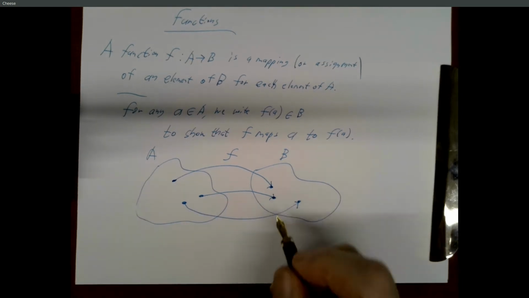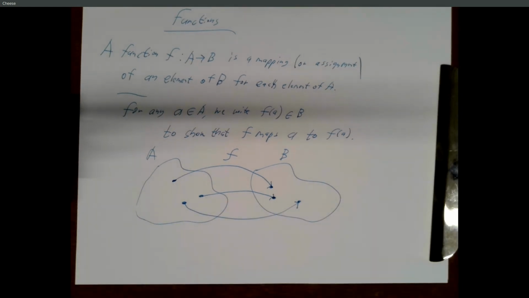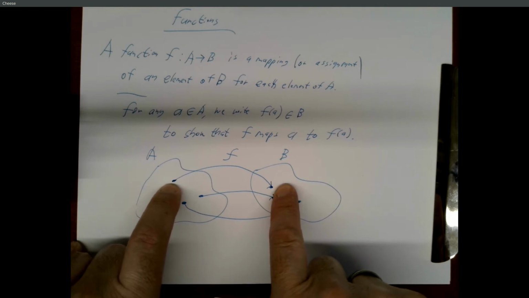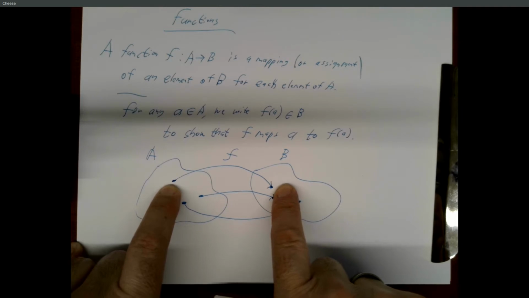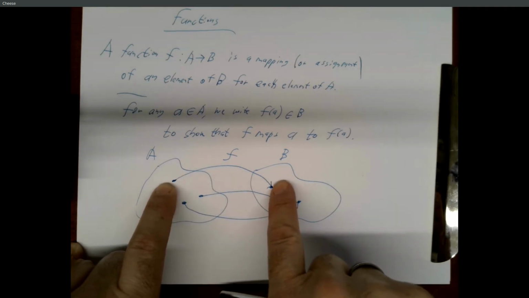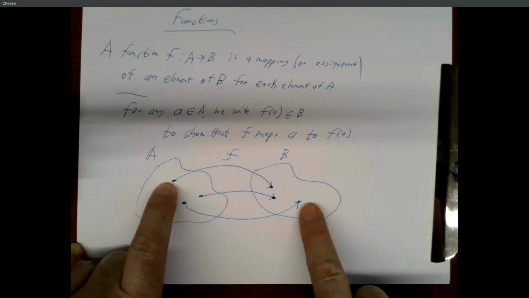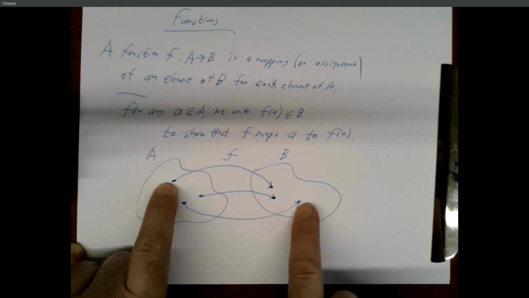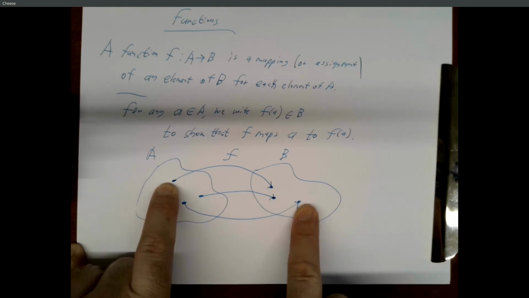Now, to be a well-defined function, we can't allow this point in A to map to more than one place in B. f has to take it to exactly one location in B. This is what it means to be a well-defined function. So we could say this point goes here. We could instead say that this point goes there. But we can't say that f takes this point to both that and that. If it takes a point to more than one place in B, it's not a function.